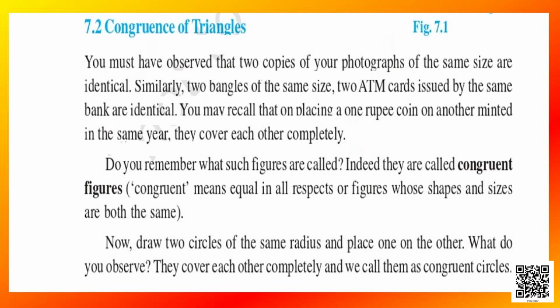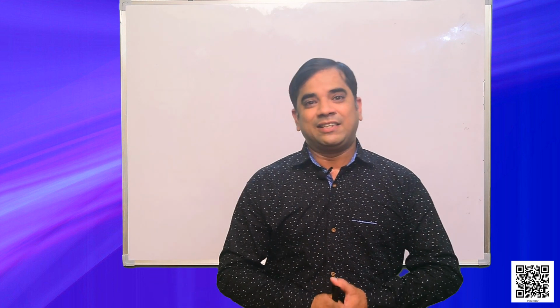You may recall that on placing a 1 rupee coin on another minted in the same year, they cover each other completely. This is called congruency, because all these items are called congruent items. Let it be a 1 rupee coin, a 100 rupee note, or ATM cards of a single bank, every single item is similar in shape and size. That's why they are called congruent items or congruent objects, because they exactly cover each other.